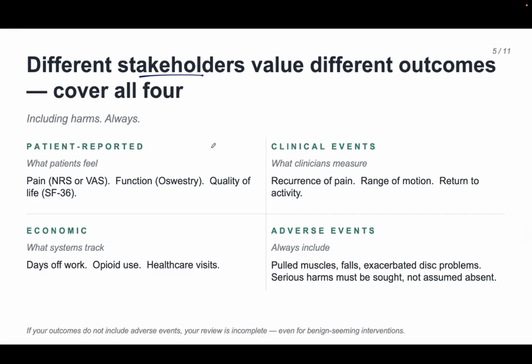Patients usually care most about pain and function and quality of life, and those are the patient-reported outcomes. Clinicians might care about clinical events like recurrence rate or imaging findings. Health systems care about cost and resource use, days of work, opioid use, healthcare visits. And everyone on every review should care about adverse events. I want to say this clearly because it gets missed very often. If we are reviewing an intervention and our outcomes do not include potential harms, our review is incomplete.